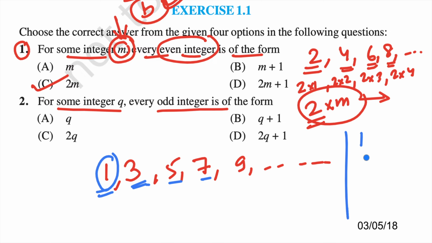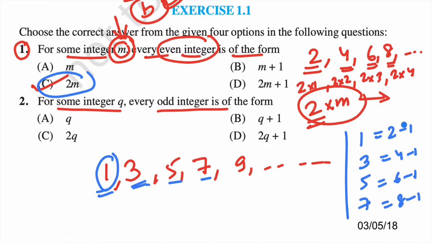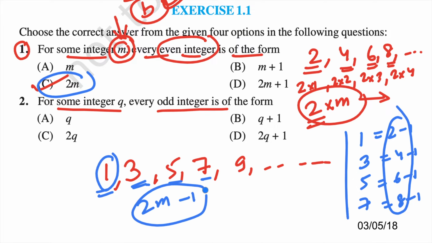So how can we write 1, 3, 5, 7? Can we write this as 2 minus 1, 4 minus 1, 6 minus 1, 8 minus 1, right? And the way we wrote an even number was 2m. So can we write this in terms of an even number? So we can write this as 2m minus 1. Okay, so now here the plus sign is given, so the answer is D. Let's see how we can do this.